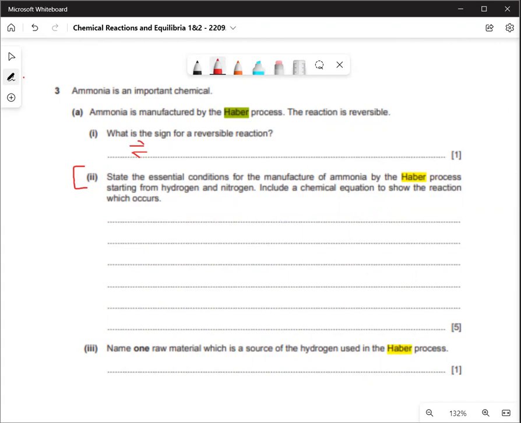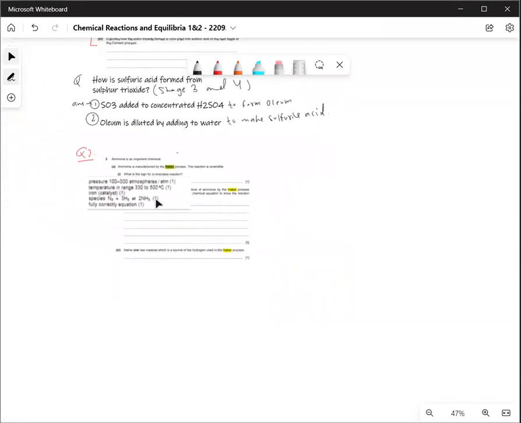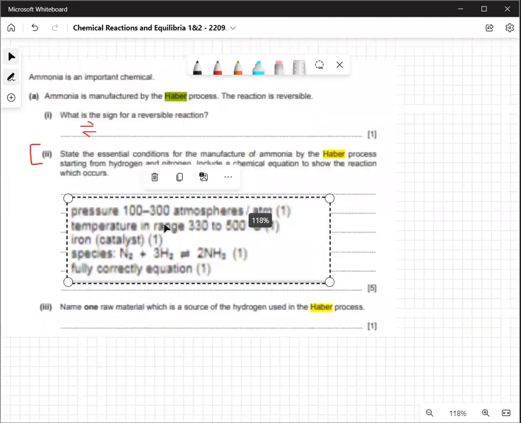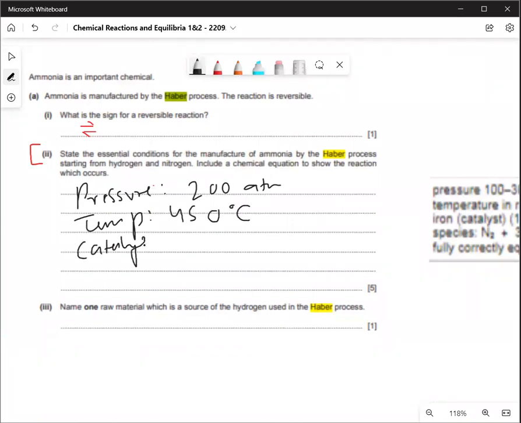Tell me the answer. What is the question? This is the answer right here. Read it, Niranjana. Or I'll just write it for you. The pressure is how much? 450? No, pressure is 200 atm. Temp is 450. Catalyst is how much? Tell me. Catalyst is iron.